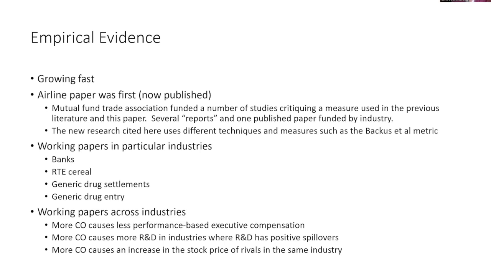The new research going forward that I cite here and that's happening now uses different techniques and measures like the one I just showed you from Backus et al. So there are working papers in a variety of industries, and there are some working papers across industries, like showing that more common ownership causes changes in executive compensation. More common ownership actually causes more R&D in industries where there are positive spillovers and the firms are positively affecting each other. And more common ownership causes an increase in rival stock prices.